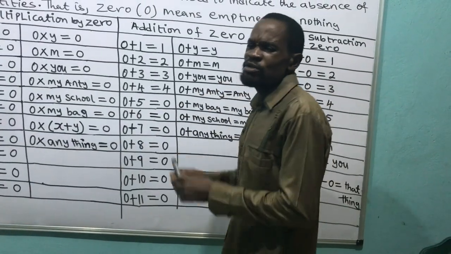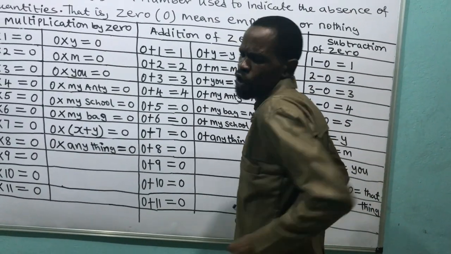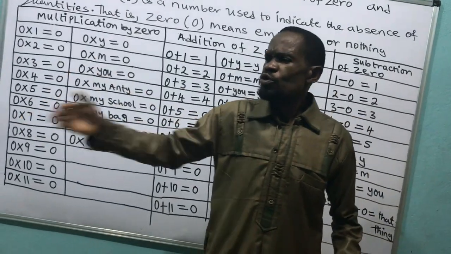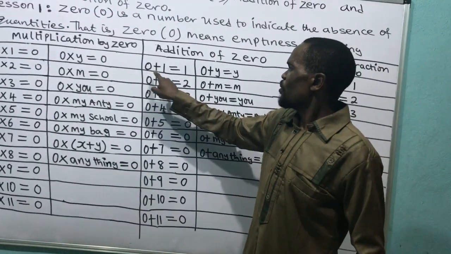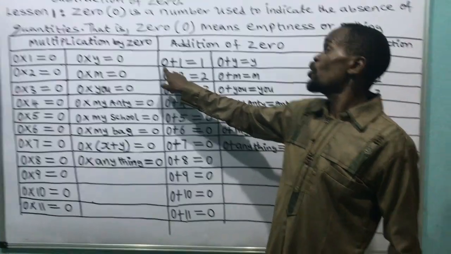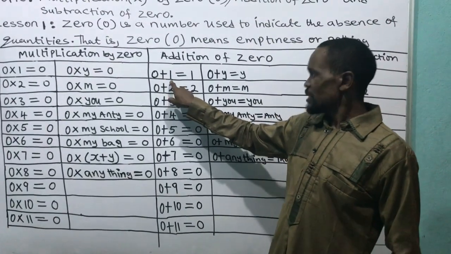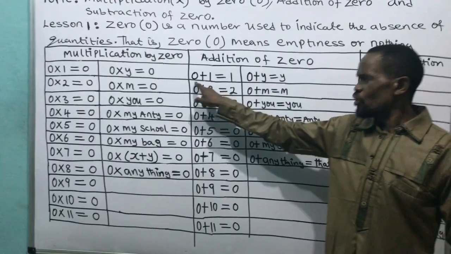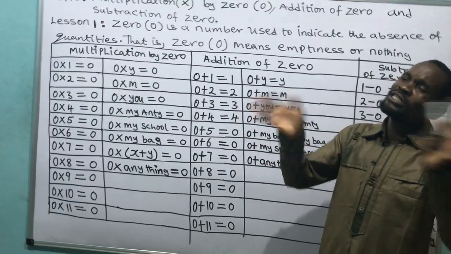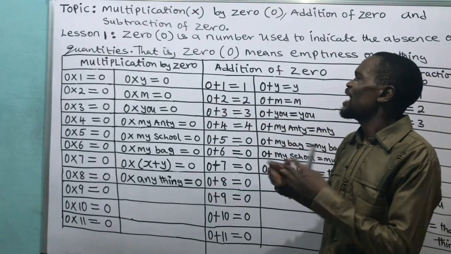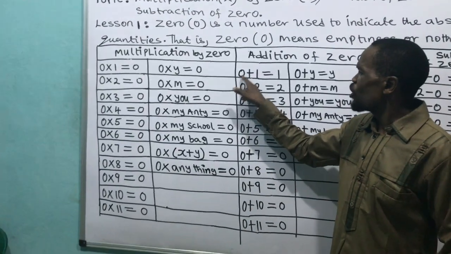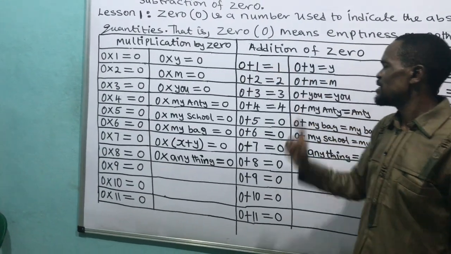So when you say multiplication, times means jamming the person, while addition means you are my friend. So when zero plus one, the answer is one, it means zero is making a friend with one. Remember we said zero is emptiness, nothing. When you take a nothing and make a friend with something, the answer is that something. So zero plus one, the answer is one.